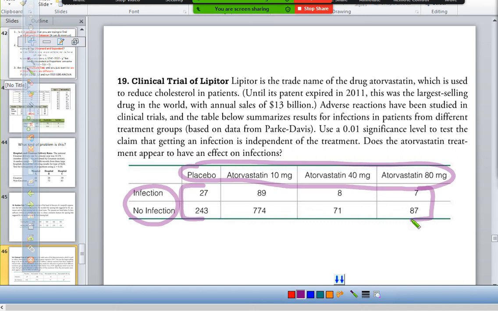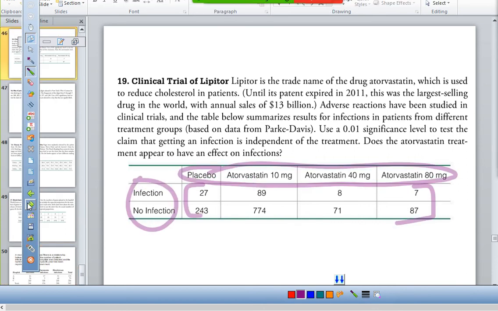So here, and the other thing too is, let's see if we read it, independent, that's okay. So this one is also a chi-squared matrix.